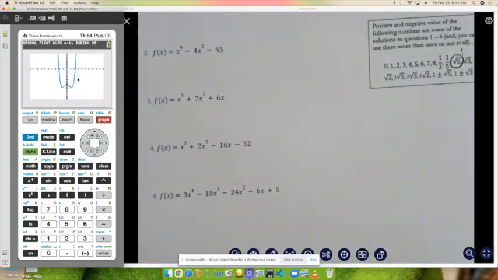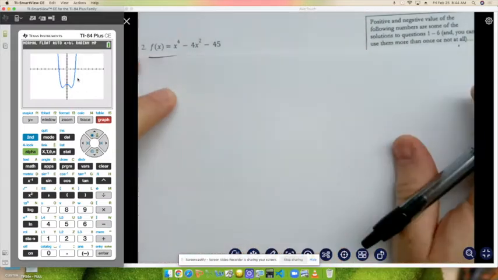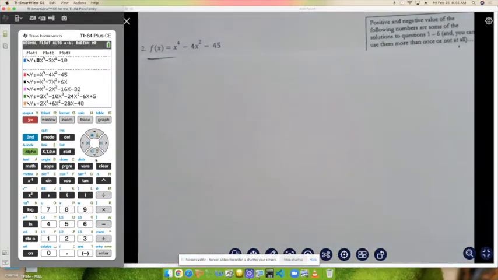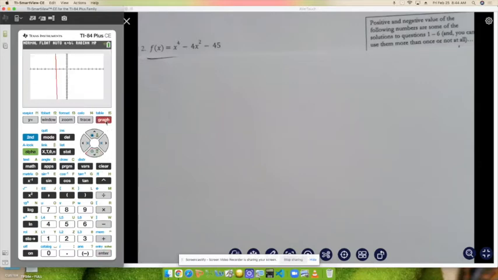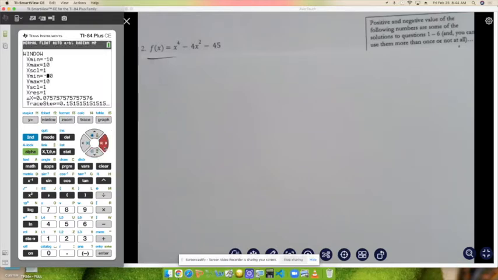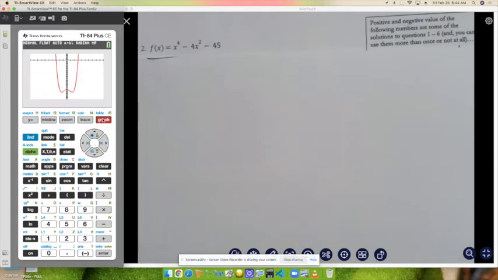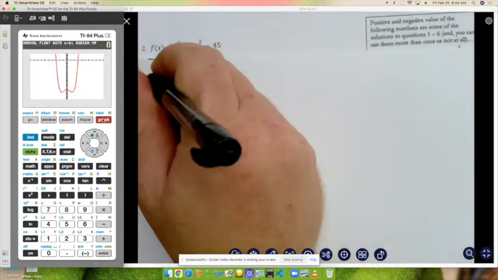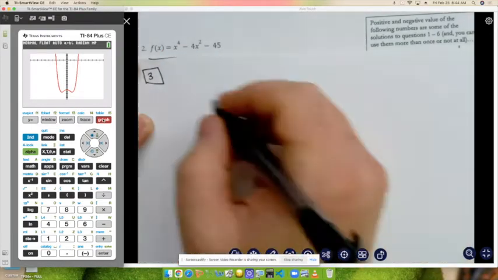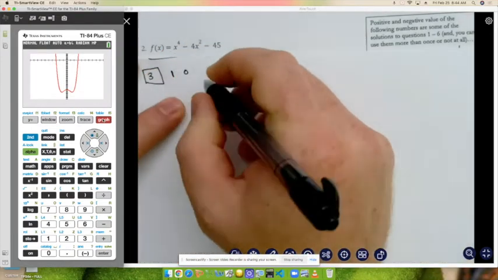All right, question number 2. Let's start by graphing that as well. This guy is going to have the same kind of shape. It's also quartic. If you want to see the bottom, you can make the y minimum even lower. There you go. And I'm looking for crossing points. This time it looks like they are crossing through integers. It looks like it's crossing at negative 3 and positive 3.